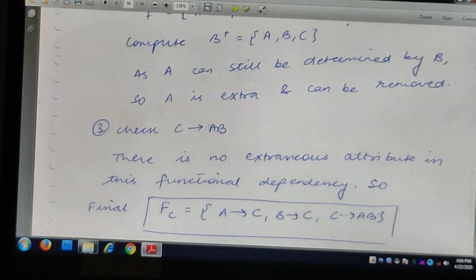It means neither A nor B is extra in this particular functional dependency, so this will be the final closure. I have removed B from there, I have removed A from there, no extra attribute was there, so this is the minimal or the canonical cover of my functional dependency set F.